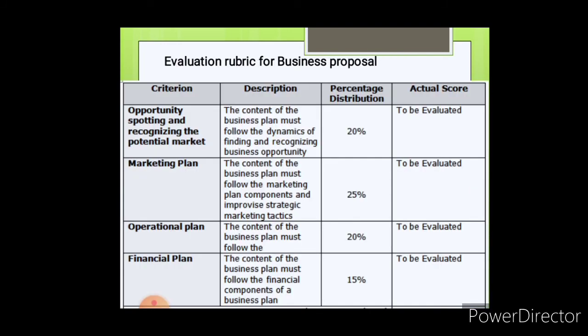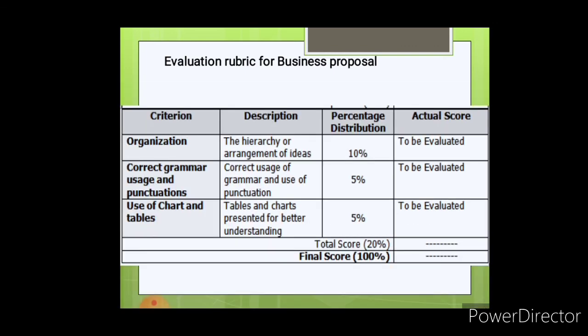So the criteria will be composed of 4 criteria. Number 1 would be the preliminary parts, the marketing plan, the operational plan, and the financial plan. Okay. As you can see, the points are distributed accordingly. Next would be the criterion, of course, for the different formats. Number 1 would be the organization, the correct grammar and usage of punctuation, the use of charts and tables.